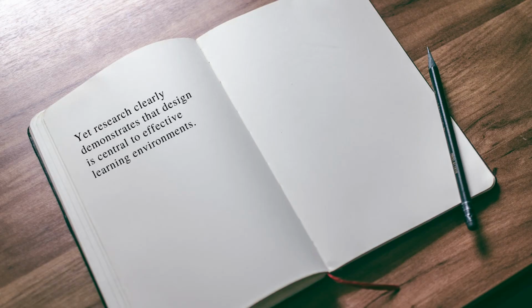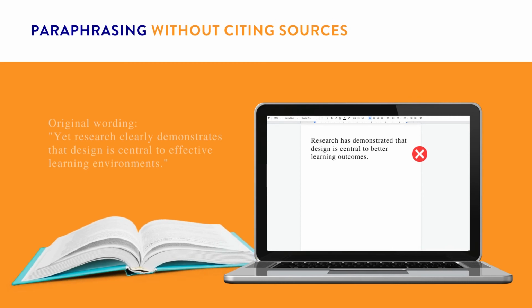The original wording that this student used was extracted from a book written by author Sarah Williams Goldhagen. The author writes, "Yet research clearly demonstrates that design is central to effective learning environments." Now this is how the student phrased it in her assignment. Research has demonstrated that design is central to better learning outcomes.